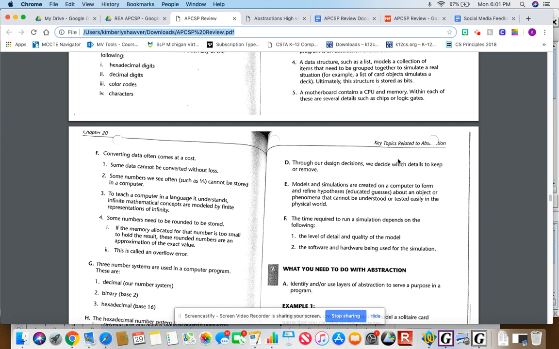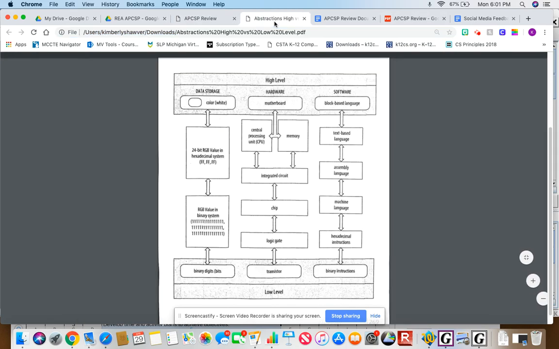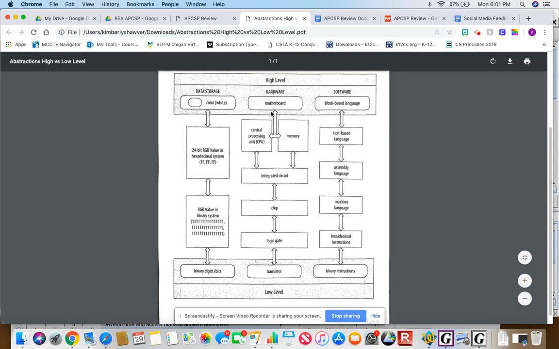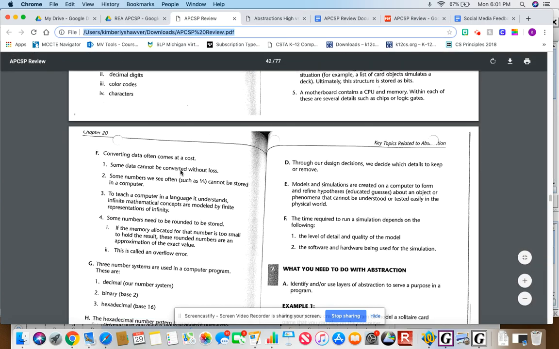A motherboard contains a CPU and memory. Within each of these are several details, such as chips or logic gates. And we saw that here. We saw hardware, the motherboard. We could see all the details in between the high level and the low level, and finally down to the transistor level.